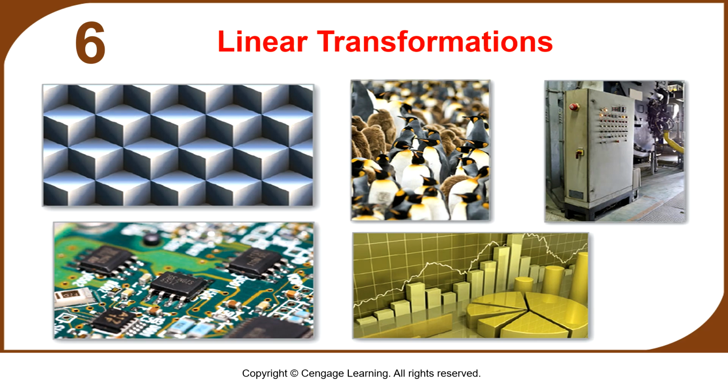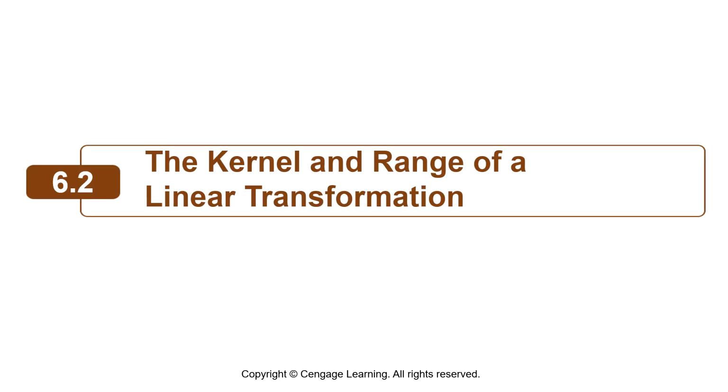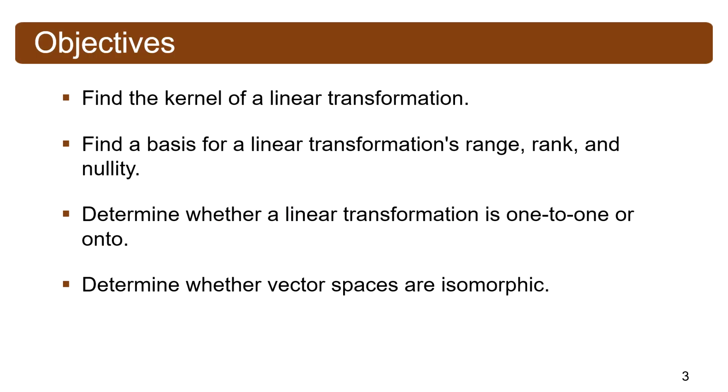Linear transformation, the kernel and range of a linear transformation. Talk about the kernel. Our objective is to find the kernel of a linear transformation, find the basis for a linear transformation's range, rank, and nullity, determine whether a linear transformation is one-to-one or onto, and determine whether vector spaces are isomorphic.